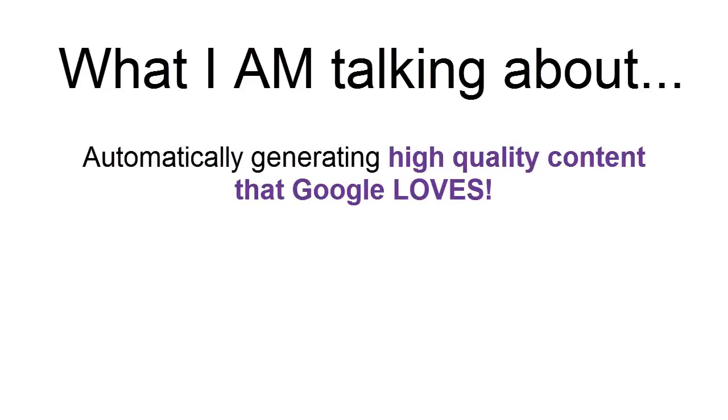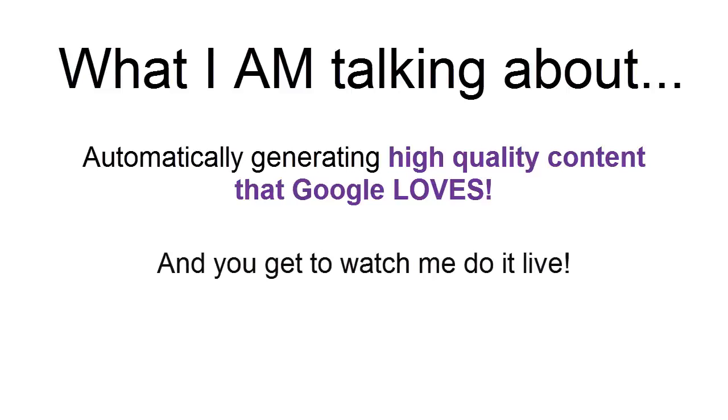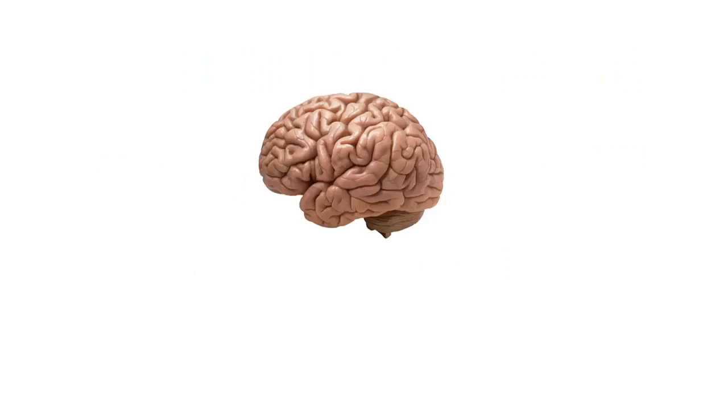What I am talking about is a completely automated program that is able to take any article and turn it into hundreds of high-quality variations that Google will go absolutely crazy over. I know this sounds unbelievable, so I don't want you to take my word for it. Instead, I'm going to show you live how I can create hundreds of completely unique, high-quality articles in under 30 seconds. However, before I do that, I want to talk about the brain.